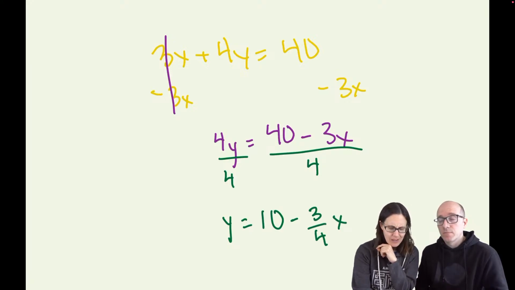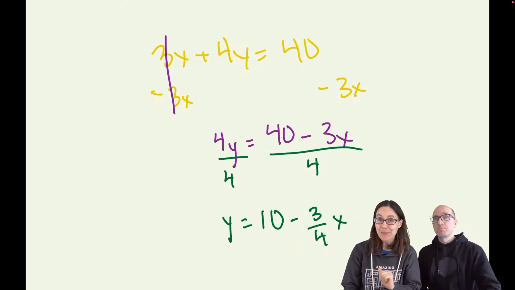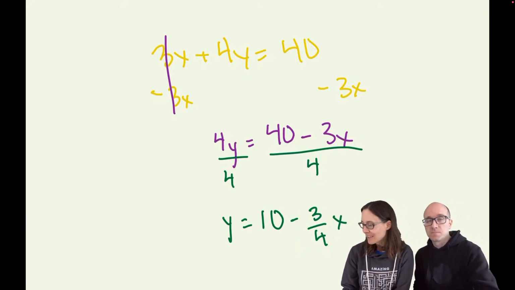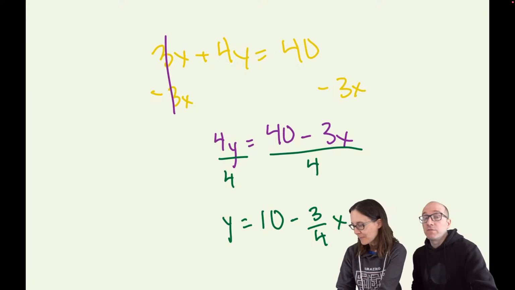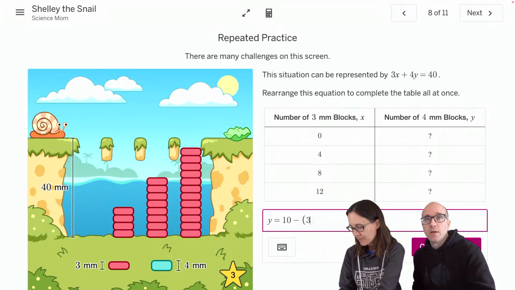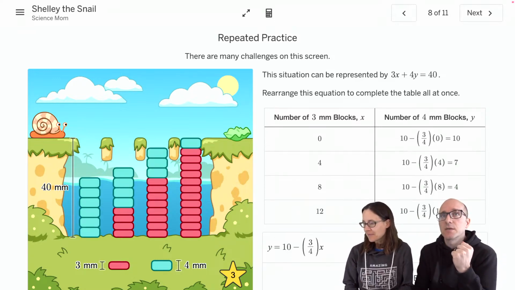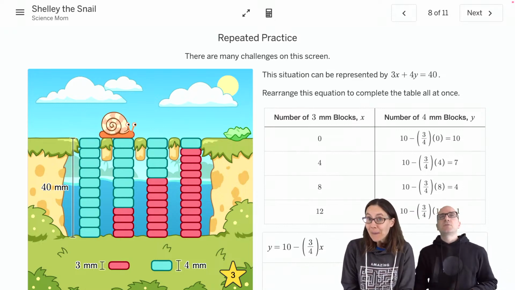And is it okay to have a fraction or a decimal here? Absolutely. I saw a couple questions about that earlier. That is just fine. And if you prefer to convert it to a decimal rather than keeping the fraction, no harm there. So 10 minus 3/4 times x, and test it out. There we go. Go, Shelley.